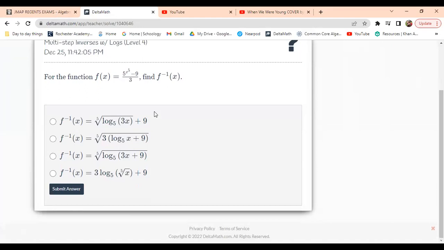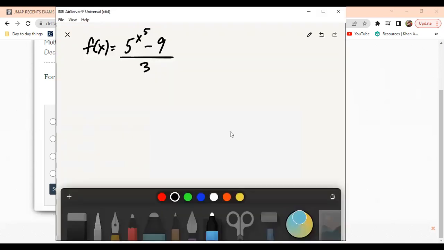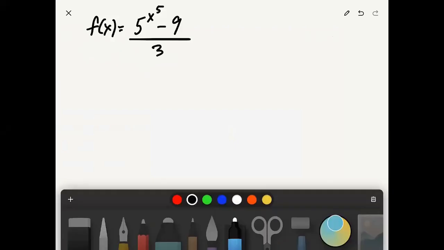All right, let me erase this. Now, again, once you understand PEMDAS and inverse operations, it's a pretty simple process of at least coming up with what you should be doing, your recipe for coming up with the inverse. So let's see, we have f of x equals 5x raised to the 5th power minus 9 divided by 3. Now, this one is definitely a little more challenging because it's got an exponential function in it.